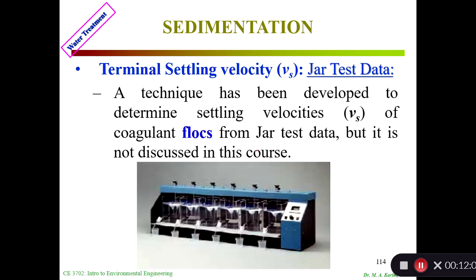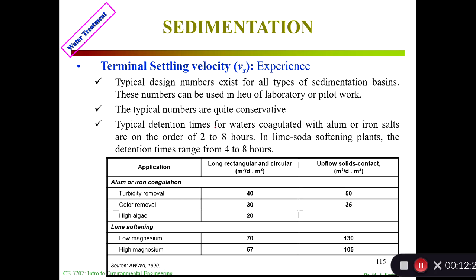So here is the jar test, how it's done, basically 6 or 7 jars together. Once they do it, then we plot it, right? You remember that we did it: we plot it with the turbidity, then whatever the minimum is, we come up with the dose. So, okay, settling velocity and other things like that. Typical detention times for water coagulated with alum and iron salt can be provided like that. Long rectangular, circular, this is the overflow rate, and this is the upflow solids contact. These are the typical overflow rates.